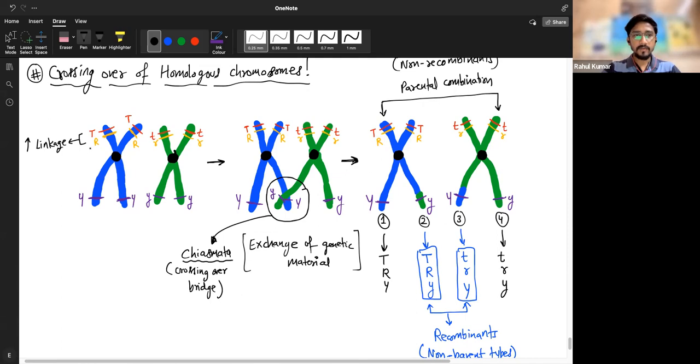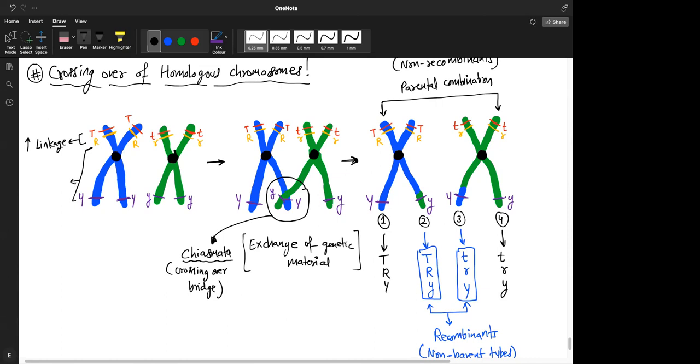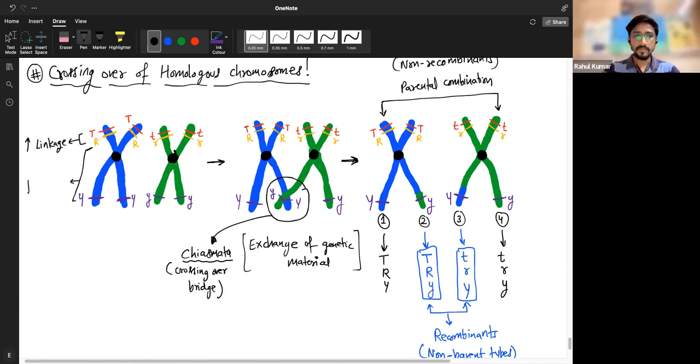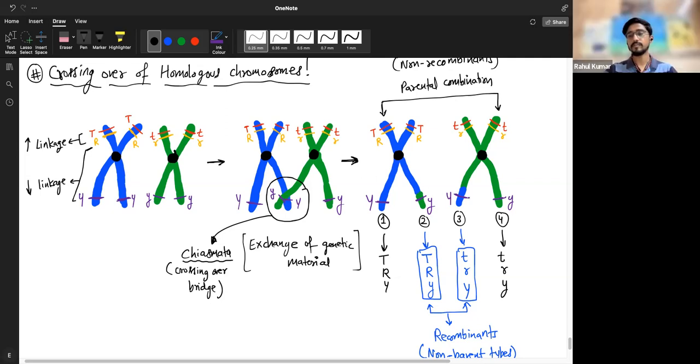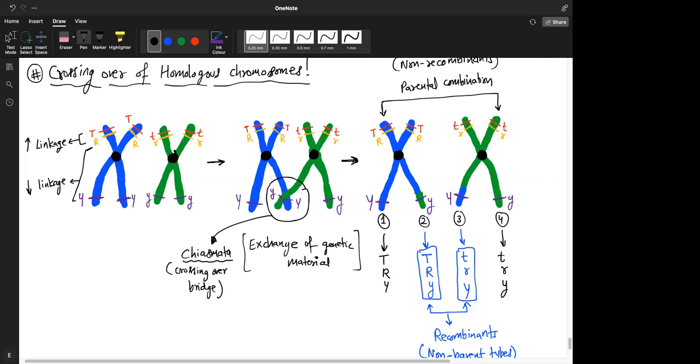But between R and Y, you see there is a very long space, long distance. So there will be less linkage. If linkage is less, then recombination will be more. More chances of recombination can happen here, between the R and the Y. Make sense to you? These are the three genes that we have taken just to explain.